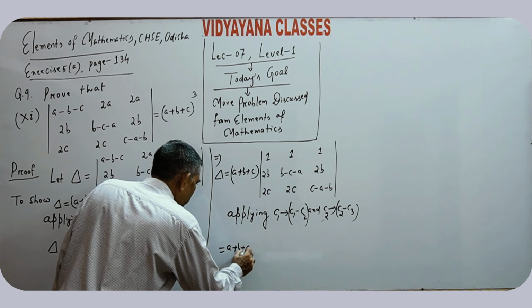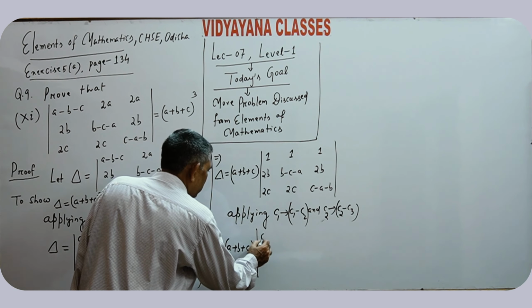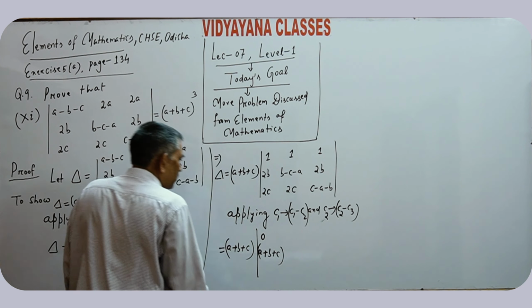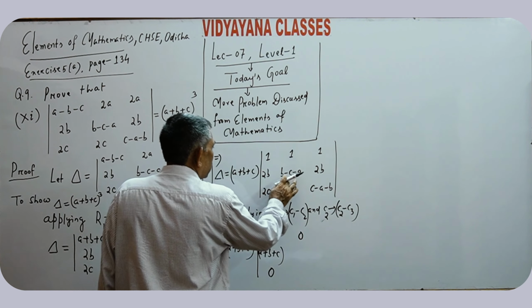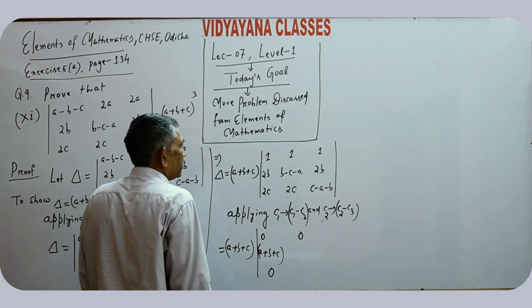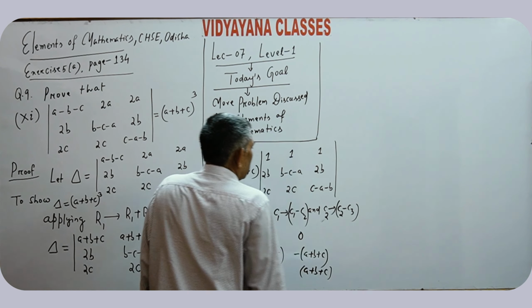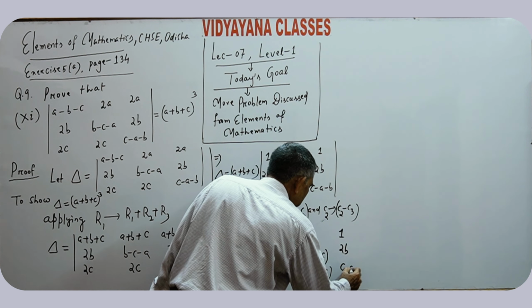a plus b plus c, this minus this, that is 0. C1 is replaced by C1 minus C2, it is 0. This minus this, that is a plus b plus c. 2c minus 2c, that is 0. 1 minus 1, that is 0. This minus this, minus of a plus b plus c. 2c minus this, b plus c. Column 3 remains same, that is 1, 2b, c minus a minus b.